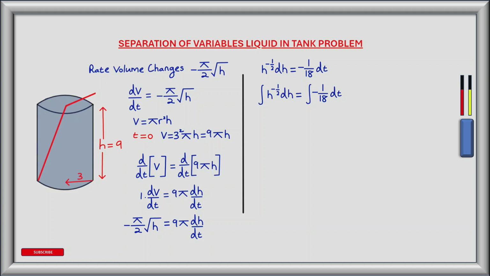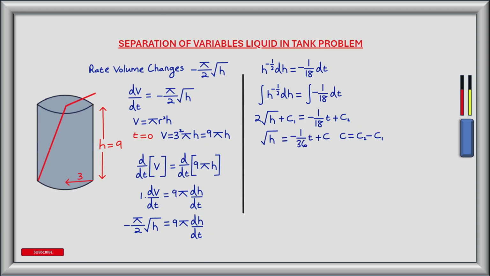So we have the integral of h to the power of minus a half dh is equal to the integral of minus 1 over 18 times dt. On the left-hand side of the equation, the antiderivative of h to the power of minus half dh is 2 times the square root of h plus a constant of integration, which we'll call c1. And on the right-hand side of the equation, the antiderivative of minus 1/18 times dt is minus 1/18 multiplied by t plus a constant of integration, let's call that c2.